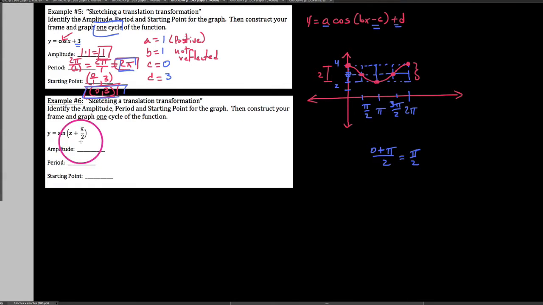So now for this other example here, you'll notice that we have a translation, but a horizontal translation instead of a vertical translation. So again, just a good habit.